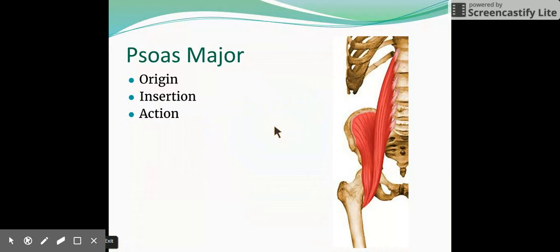First, we have psoas major or psoas major. Either one is fine. The origin is all along the spine, as you can see here, and the insertion is down here on the femur. And its job is to flex the thigh, so to bring that thigh up towards the spine or up towards the rib cage. So to flex the thigh. It is called the iliopsoas in the cat. It's the same muscle, it's just called something slightly different in the cat.